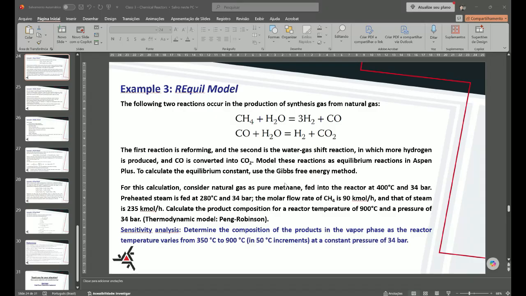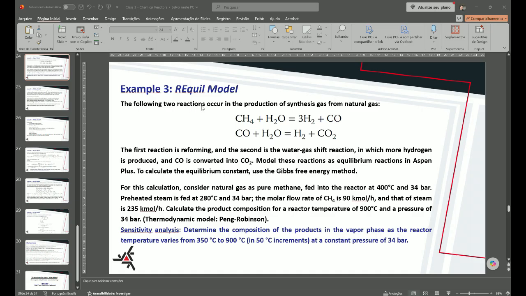Next, in example 3, we are going to simulate a reactor using the REquil model, the equilibrium model reactor in Aspen Plus. Let's first understand what we are going to simulate, the conditions and the reactions, and in the end we are going to apply the sensitivity analysis tool in Aspen Plus to check some variations in some parameters. Okay, so let's first understand our example.